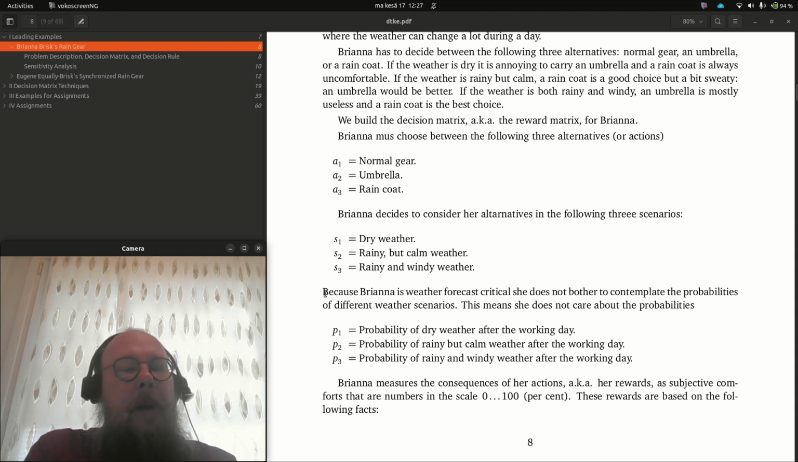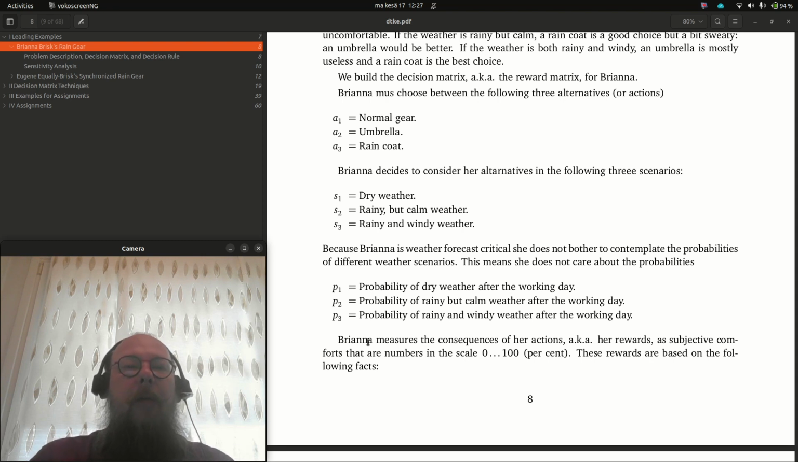But let's have Brianna be weather forecast critical, so she does not bother to contemplate the probabilities of different scenarios, so she bases her decision only on the scenarios and not on their probabilities. So these probabilities are something that we don't have to figure out now, which is a good thing because it's not so clear. Maybe the weather forecast could tell us them, but now we are not using them in this example.